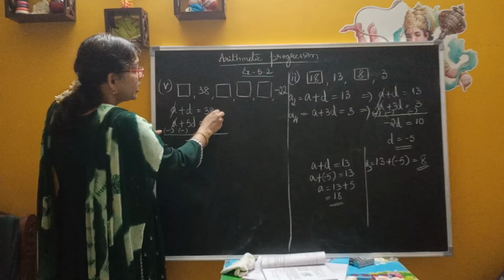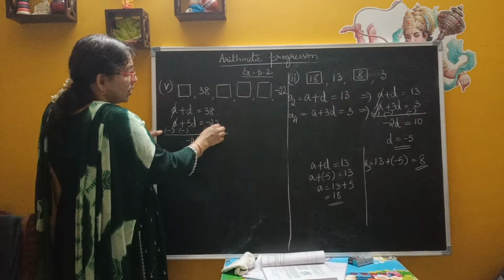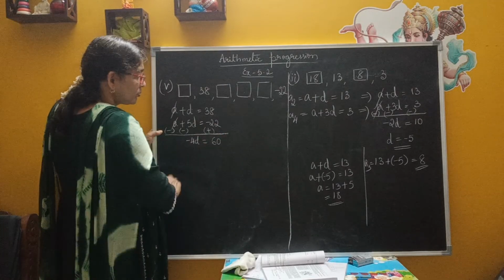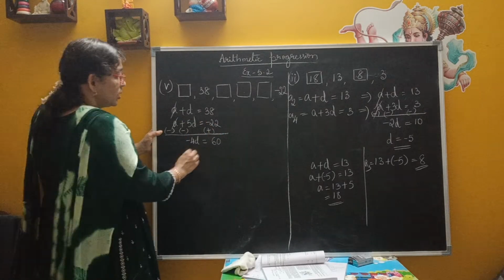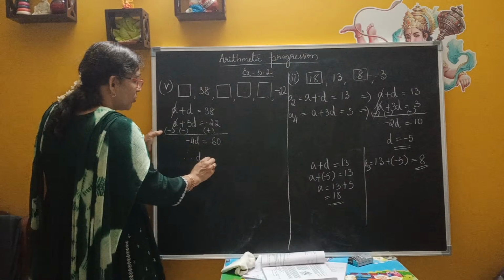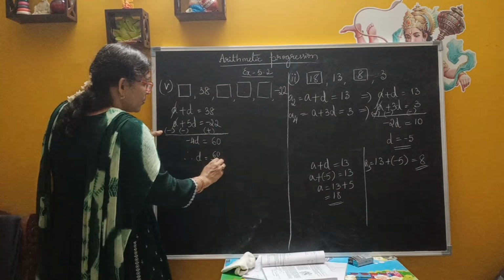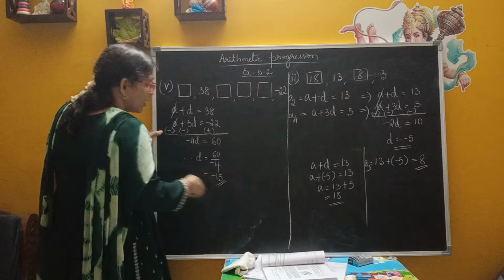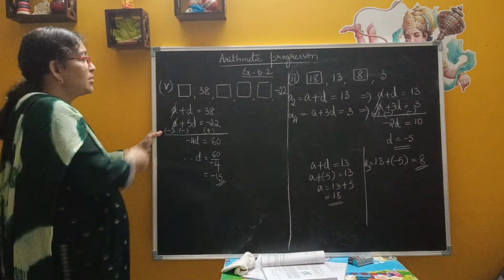So 38 plus 22, how much is it? 38 plus 2 is 40, 40 plus 20 is 60. So it is plus 60 now. So minus 4d is equal to plus 60. Therefore d is equal to 60 by minus 4. It is equal to minus 15. The d value is minus 15.